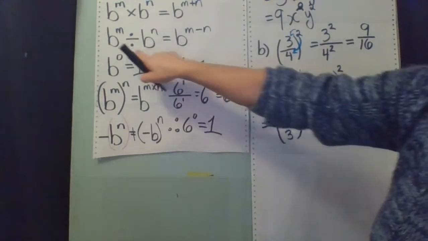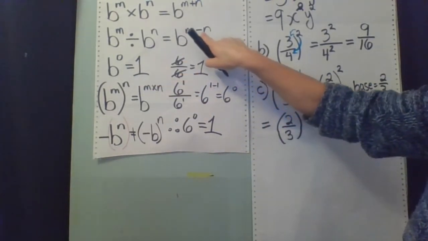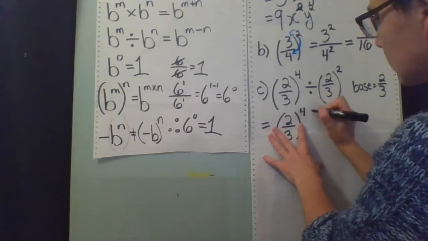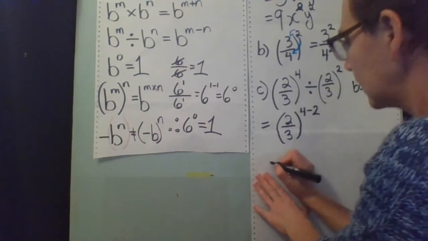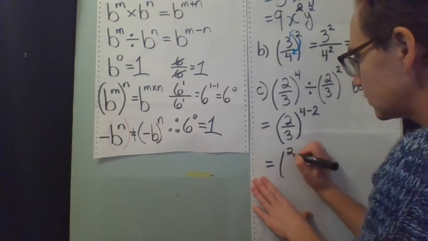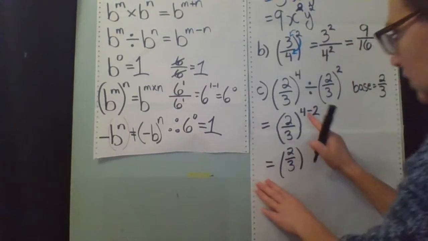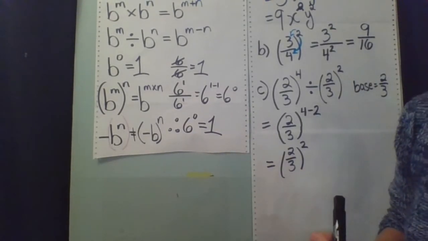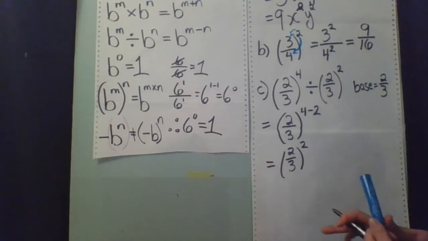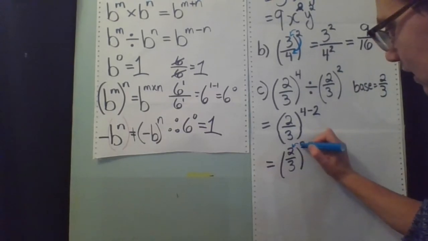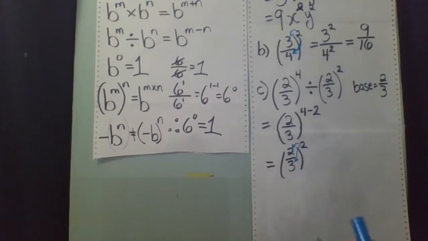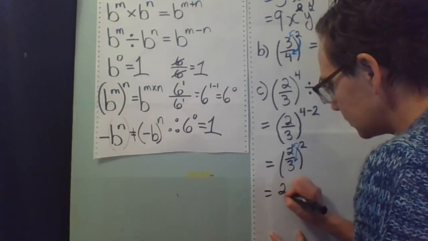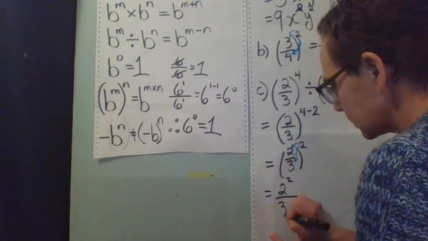And when I'm dividing, remember that just means we subtract our exponents. So, subtract our exponents. And what's that leave us? 2 over 3 to the exponent, 4 minus 2 is 2. Nice. And then to finish it off, now we can bring this exponent in, hit our numerator and our denominator. So you've got 2 squared over 3 squared.